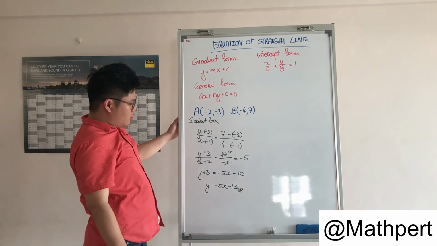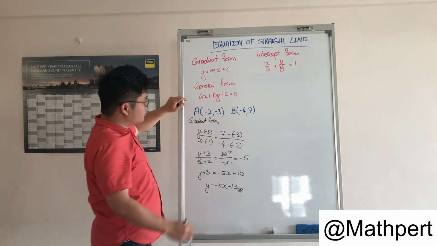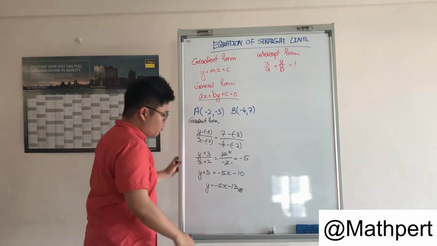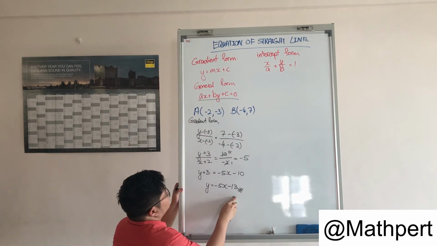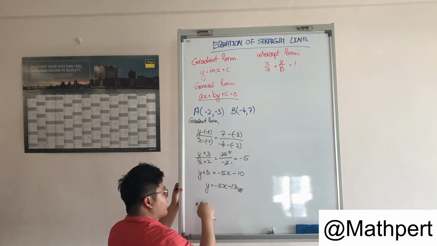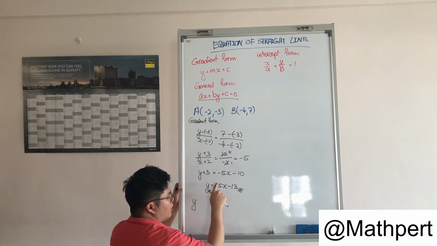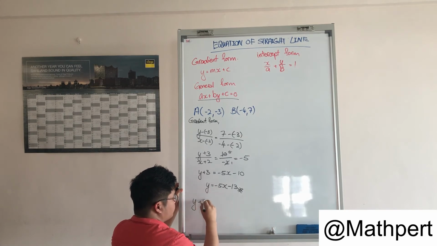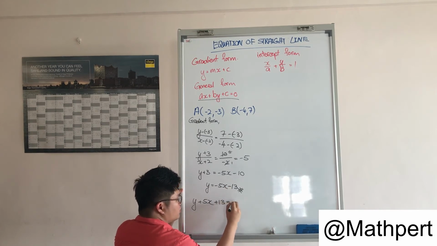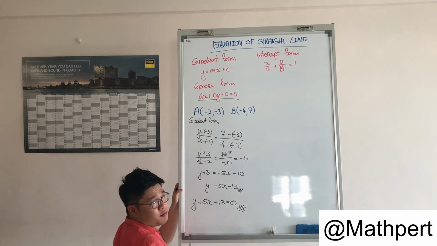Now let's take a look at the general form. General form is ax plus by plus c equals 0, right? So meaning we have to put 0 at the right hand side. Everything moves back here, so it will be y minus 5x becomes plus 5x, minus 13 becomes plus 13 equals 0. This is the general form.